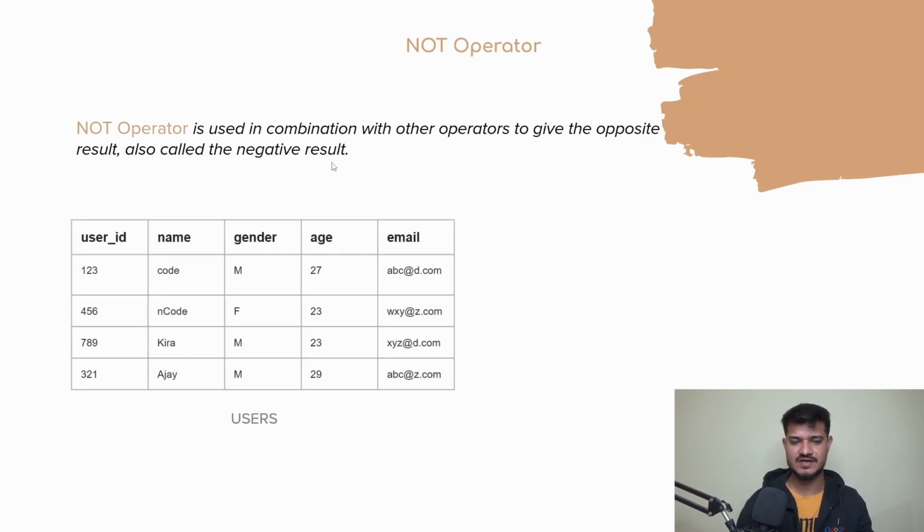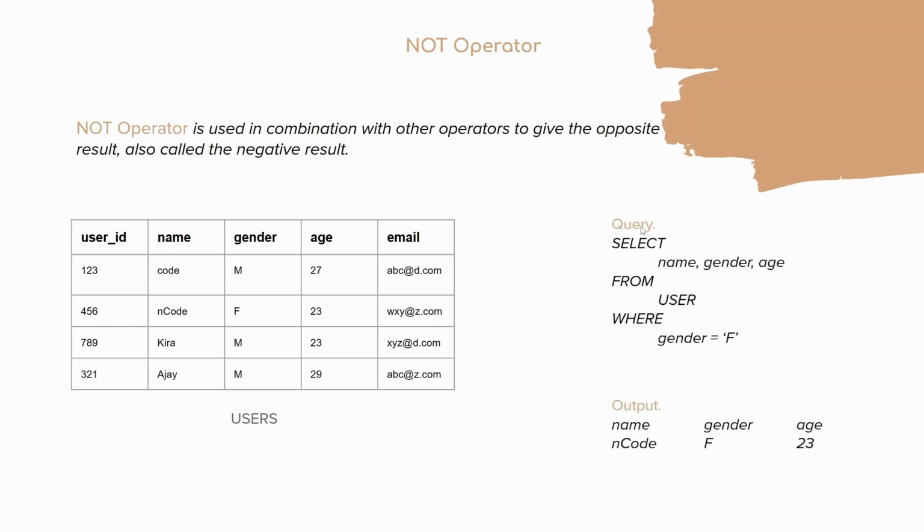Of course, makes sense. So if we have a look at the example, this is again our users table, and in this query, if you see, select name, gender from the users, where gender is equal to 'f', that is female, right? So we are only selecting female users from the users table. That's why we are getting the output F and 23.